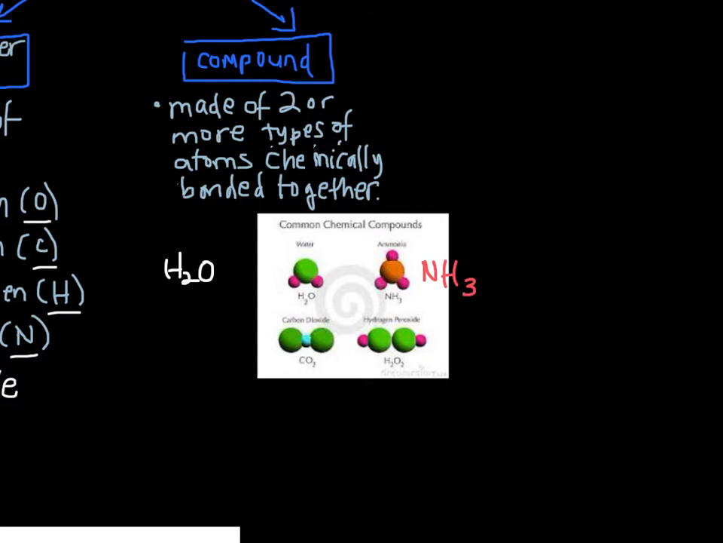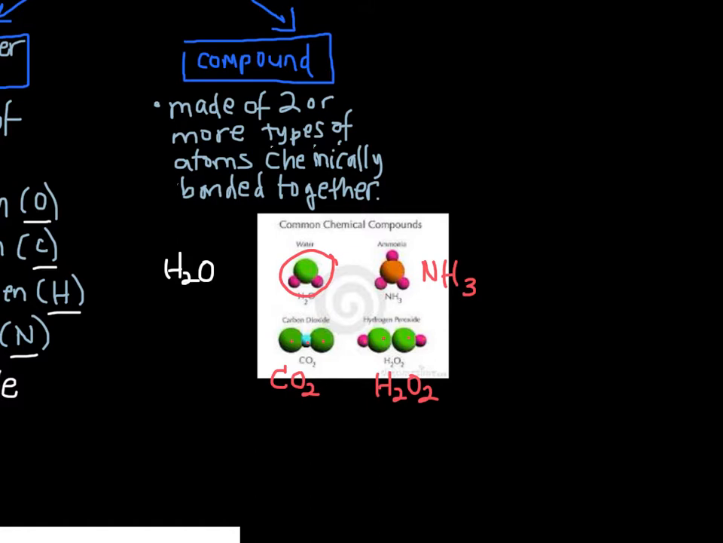It's made of a nitrogen and 3 hydrogens that are all stuck together. Carbon dioxide is a carbon with 2 oxygens stuck to it. So there's the carbon in the middle and the 2 oxygens stuck to it. And then, of course, hydrogen peroxide, H2O2, has 2 oxygens with 2 hydrogens stuck to it. So if I have a container of water, what I have is just a whole bunch of these all together in a container, floating around with each other.